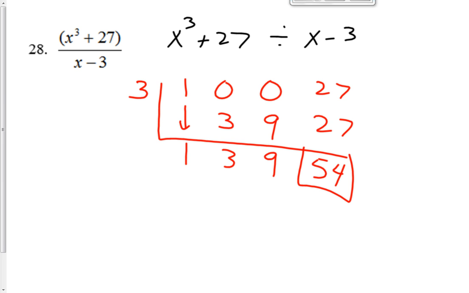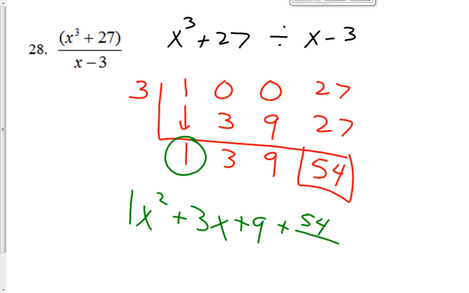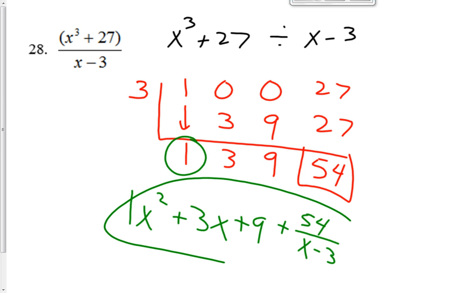So x cubed is my highest power, so this number represents my x squared. So there's 1x squared, and then I just go down in descending order from there: plus 3x plus 9, plus 54 as my remainder, and I put it over the divisor of x minus 3. There's the answer to question number 28.